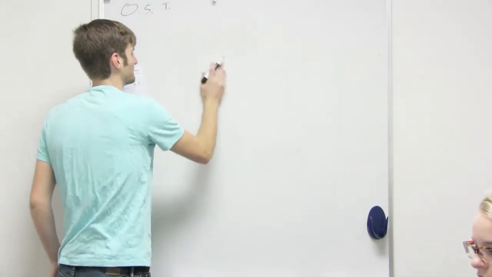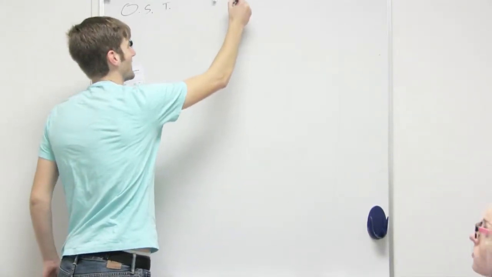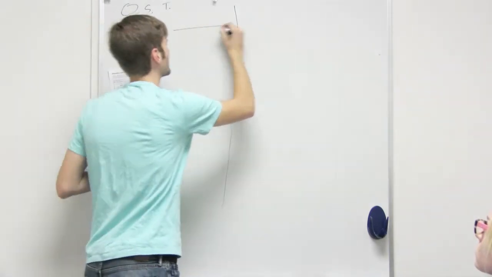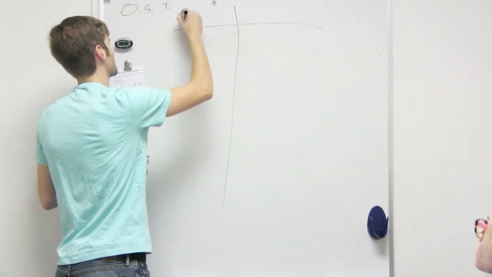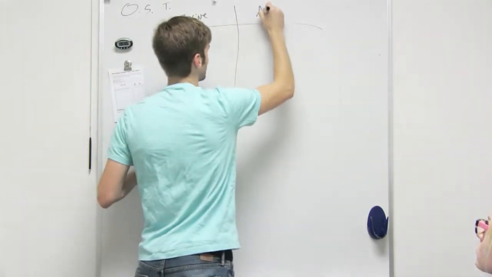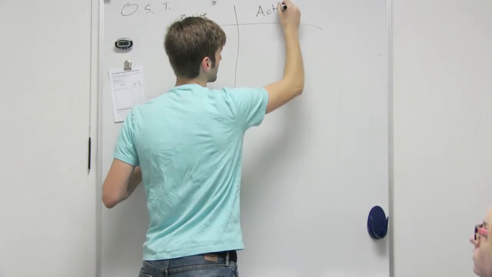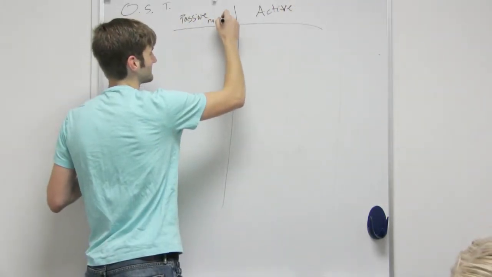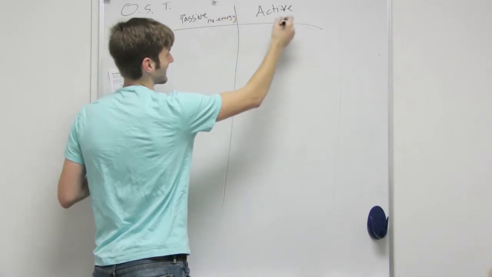Cellular transportation. Okay, so I like this little chart. Sky and Jessica know this. It makes things so much easier for me. So we have passive and active. Passive, no energy. Active, energy.